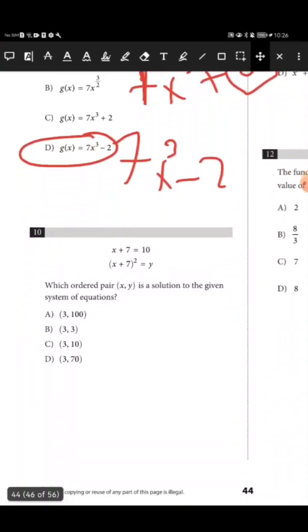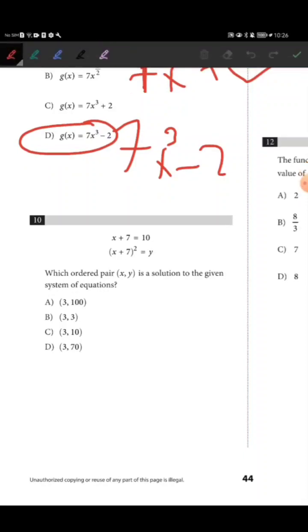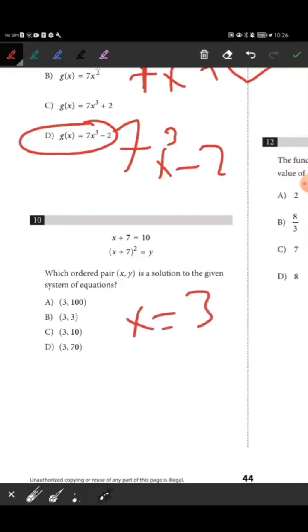Number 10. x plus 7 equals 10, and (x plus 7) to the power 2 equals y. Which ordered pair (x, y) is a solution to the given system of equations? So now we need to find x and y. In the first equation, we can find x very easily. So x equals 10 minus 7, which equals 3.